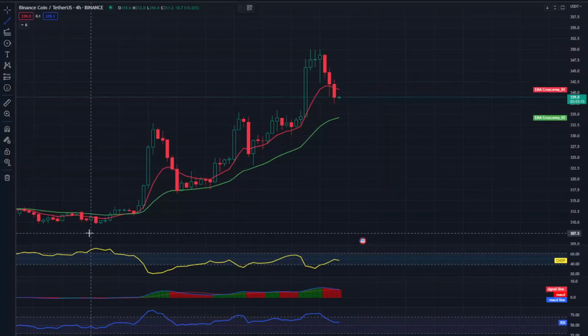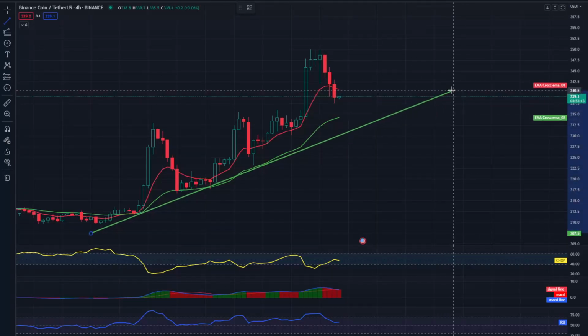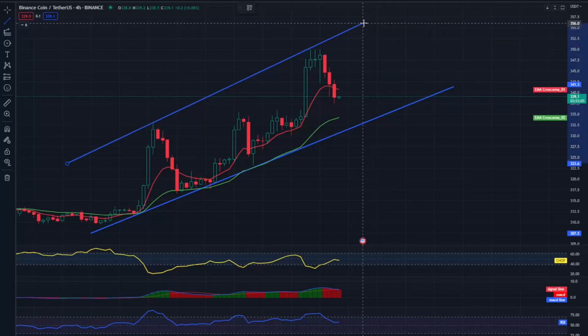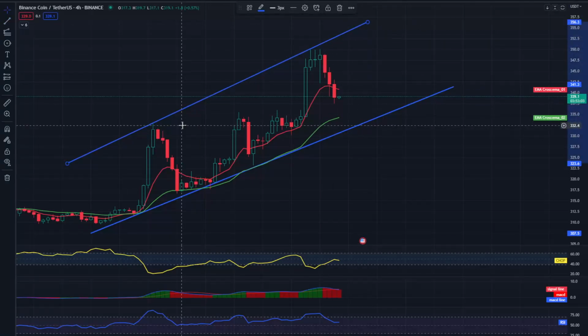As the third, we will check the BNB chart on a 4-hour interval. With the blue lines, we will mark the uptrend channel in which the price is moving.